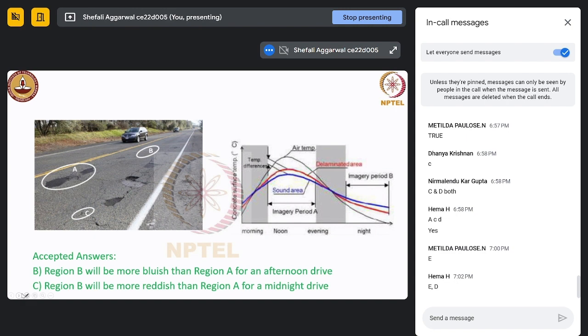Okay, everyone's answer is wrong. See, you are telling E and D. E was saying region C will be hotter in the afternoon than region A. So in region A, we can already see that there is too much spalling, right? And wait a minute.